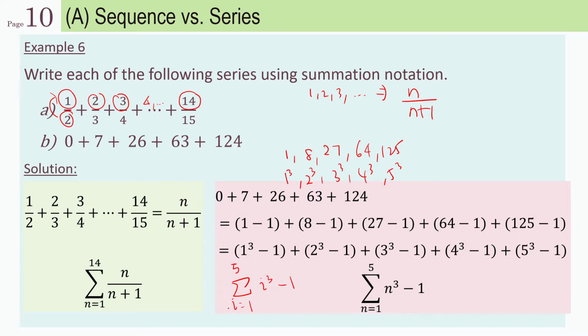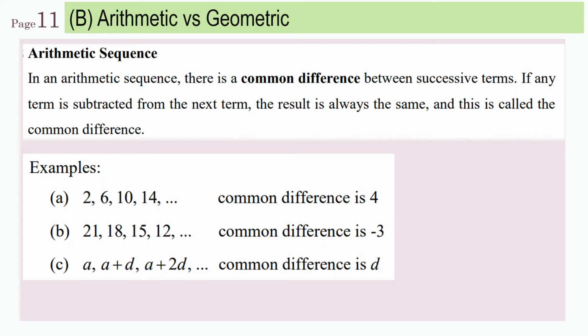And the B at the bottom here, you must write I, J, K, and so on, because that is informing people what alphabet you are using as the controller. Okay, after that, we're going to look at the second part. It's called arithmetic and geometric.